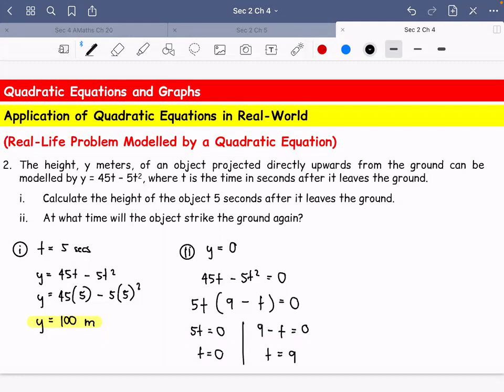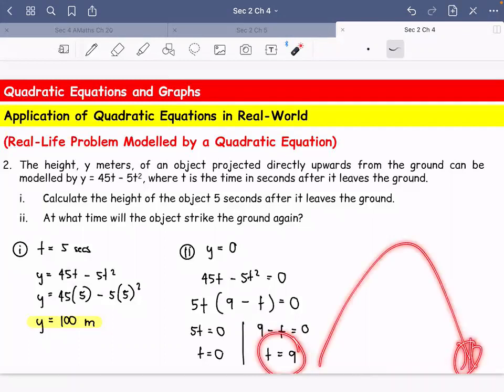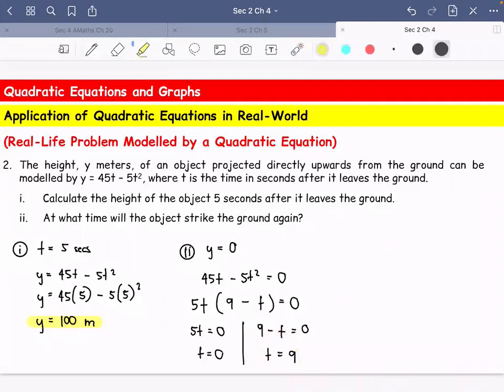So which one is the correct answer? We have a choice again. Which one is the correct answer, 0 or 9? Obviously, if it's 0, that means the ball hasn't left Edgar's hand. It's still in his hand, right? Obviously, the correct answer is 9. So that's the amount of time before the ball hits the ground again. So the correct answer is 9, or 9 seconds.